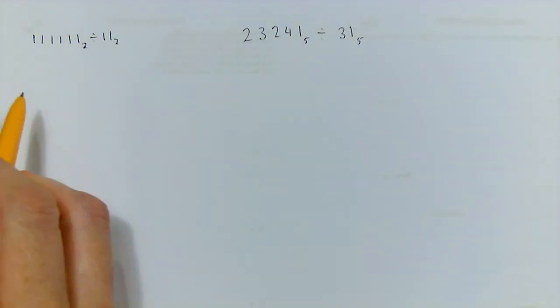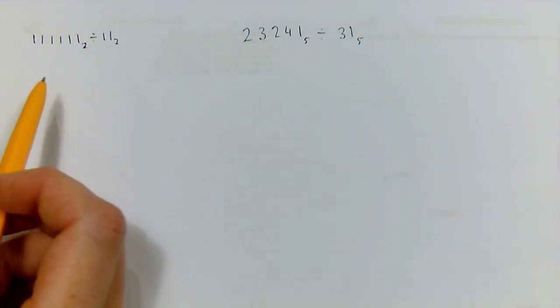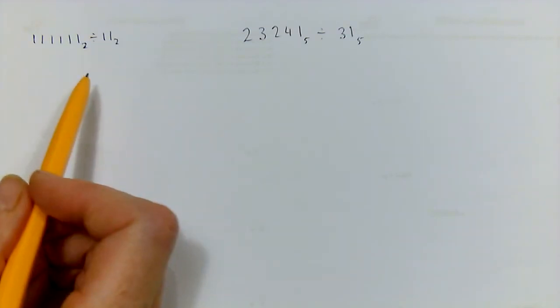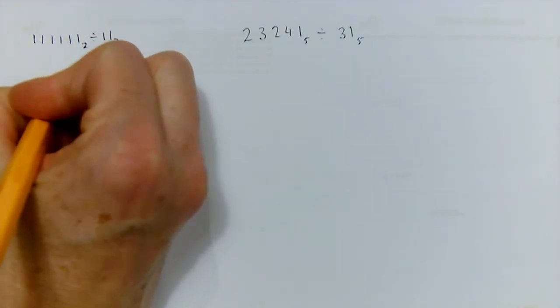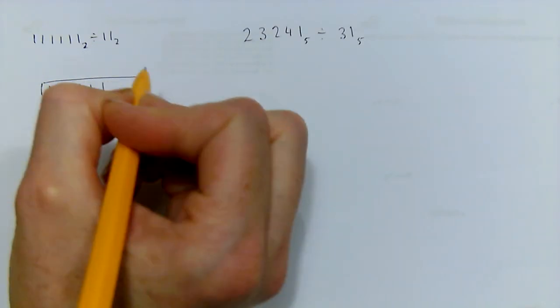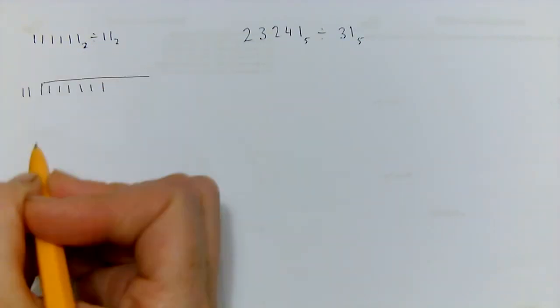I'm going to do some examples of division in different number bases. We'll start with binary, and we can just use a nice little bus stop method. So I've got 1, 1, 1, 1, 1, 1, divided by 1, 1.